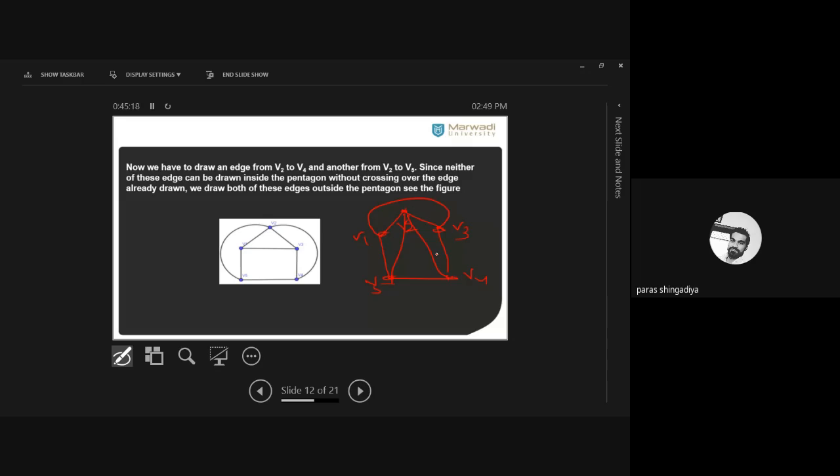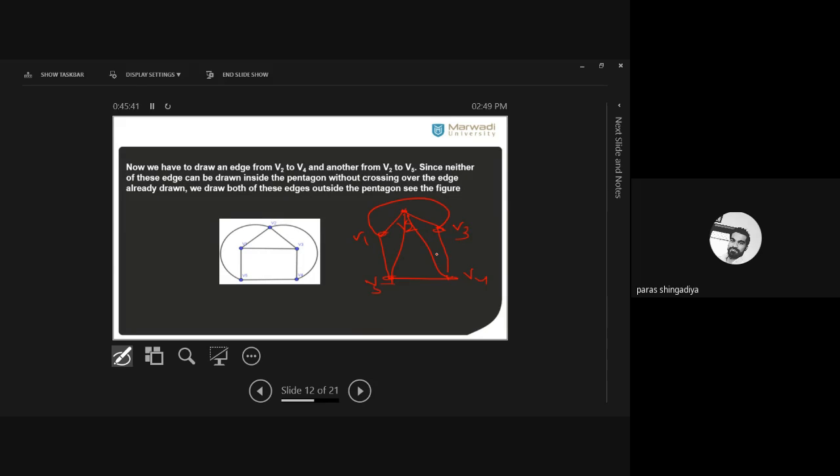Can it be drawn inside the pentagon without crossing over the edge? It's already drawn, so we draw both edges outside the pentagon. See this graph number 3. That is step 3. Now how many connections are still remaining? How many edges have we used? That is 5, 6, 7 and 8. Still 2 edges are remaining.